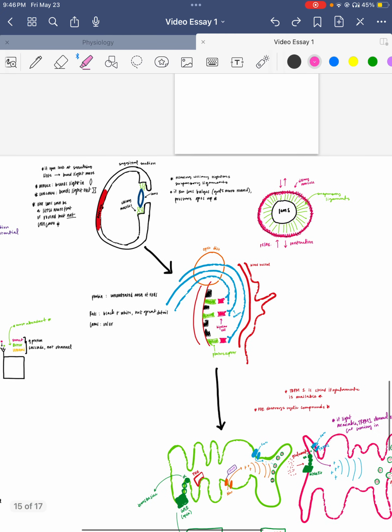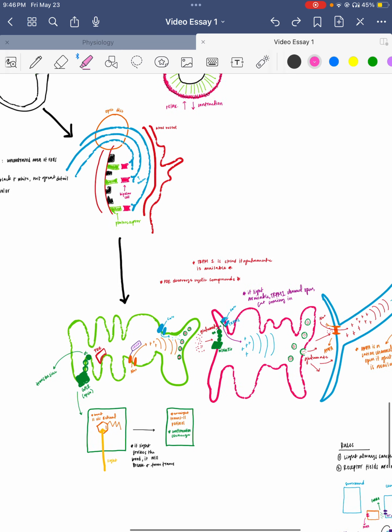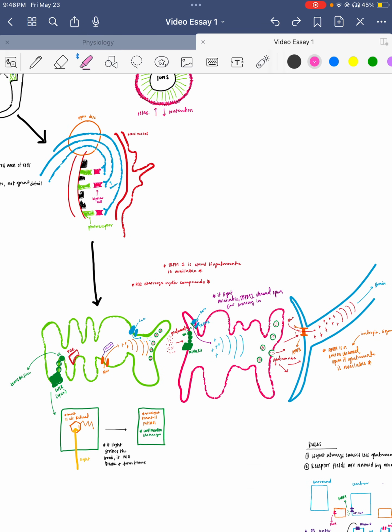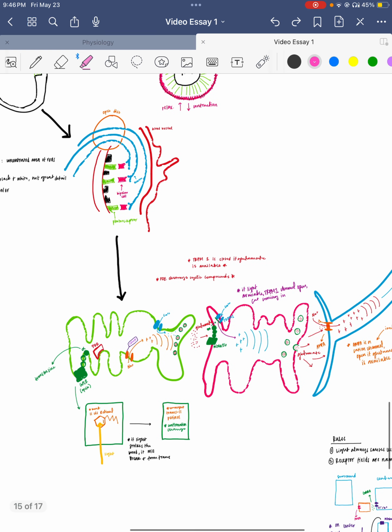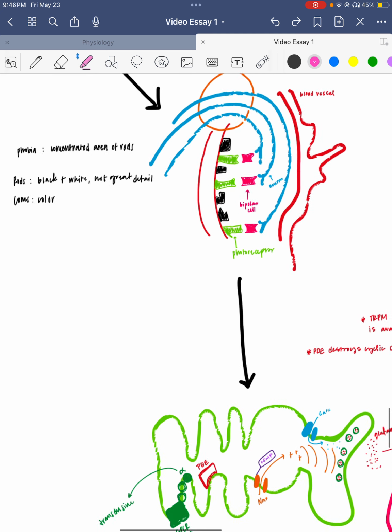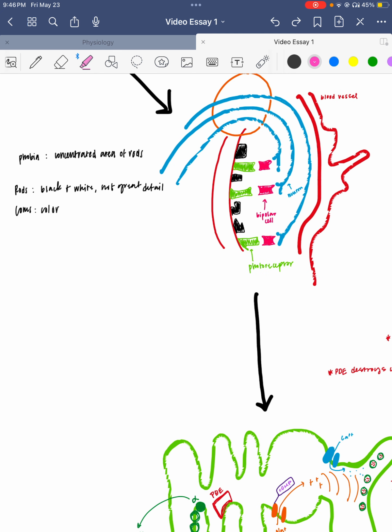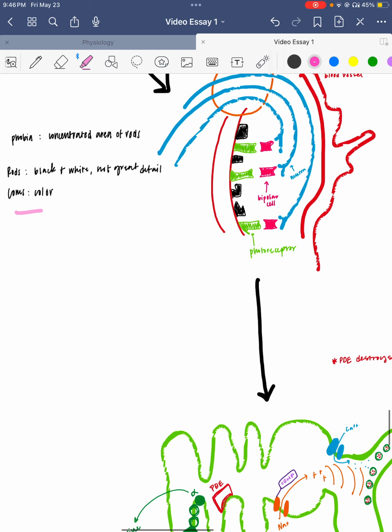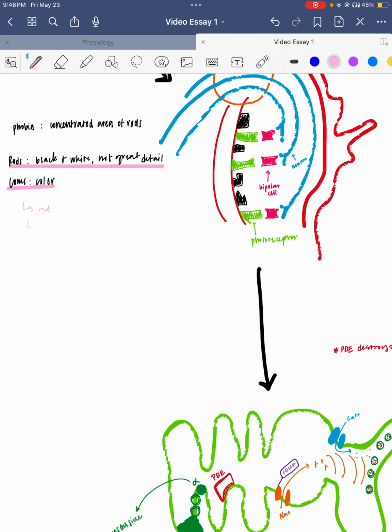So let's explore how photoreceptors in the retina convert light into electrical signals. The retina has two kinds of photoreceptors, rods and cones. Rods, you can see in black and white, they are sensitive to low light and don't provide great detail. Cones, on the other hand, are color and they need brighter direct light to detect color. And there's three types of cones: red, blue, and green.